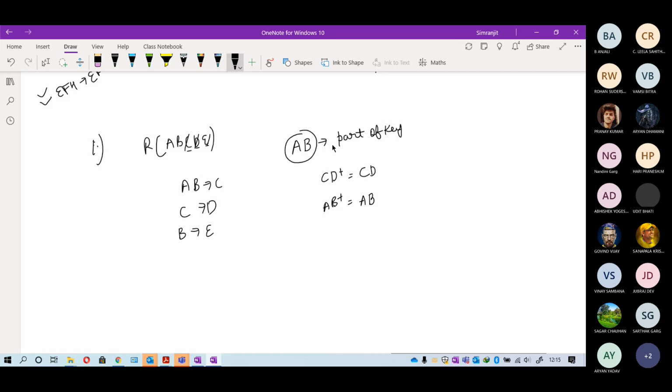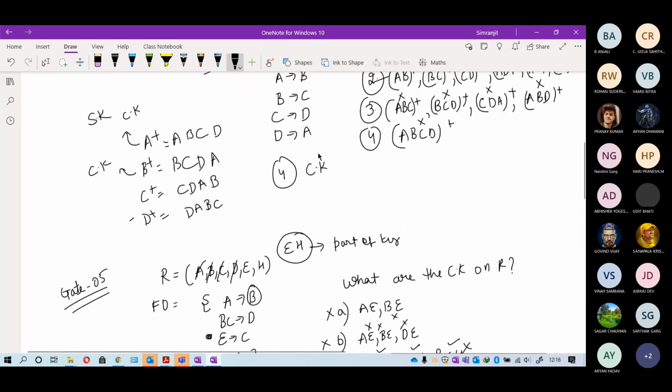Now you check AB. If you see here, the same trick that I have told you: you just delete whatever is present on the right hand side from the relation. Whatever is remaining has to be part of the key. It is not applicable everywhere. Mostly it is applicable, but sometimes everything gets deleted. I'll tell you.